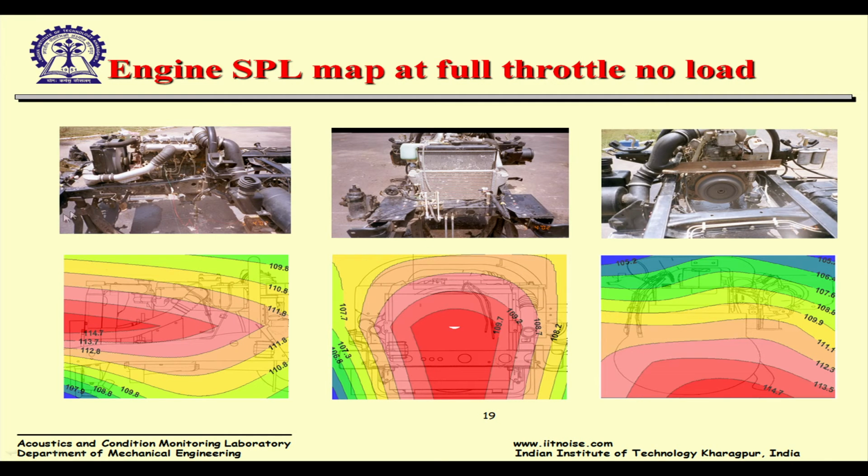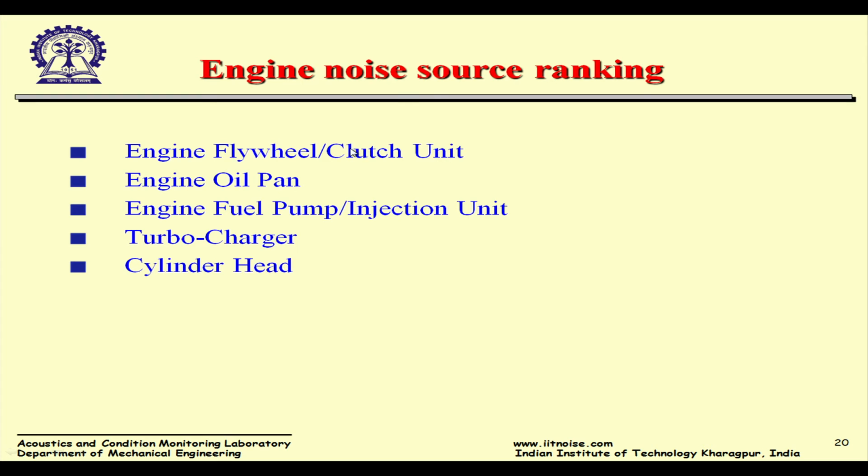And then once we again removed the cab, we could do a noise mapping on the engine. Here again, the culprit happens to be the diesel pump. And I think I have a list. If you do noise control, you have to do a noise source ranking: the flywheel clutch unit, because it's open, the oil pan, fuel pump, turbocharger, cylinder head, etc.